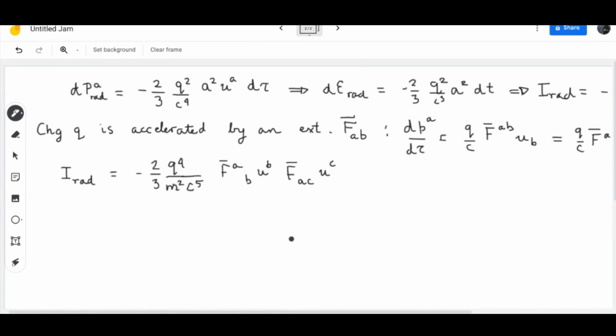You could actually do away with that. Some people do away with that. Some people use EXT, external. But I just have to say that yes, they are external fields acting on the particle. Right?